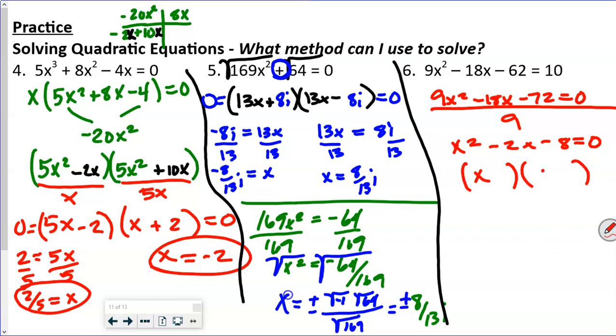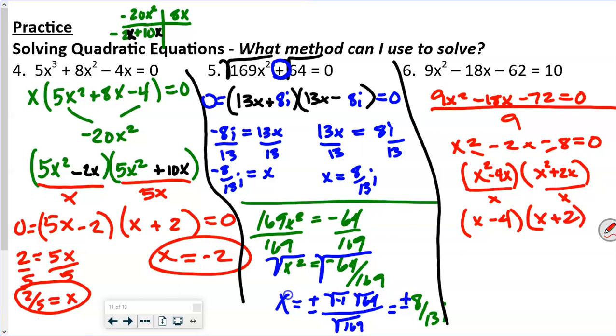So this is x and x, right? What are the two factors of negative 8? That would be negative 4 and 2, right? If I multiply those together, divide this by x and that by x. It's going to be x minus 4 and x plus 2.